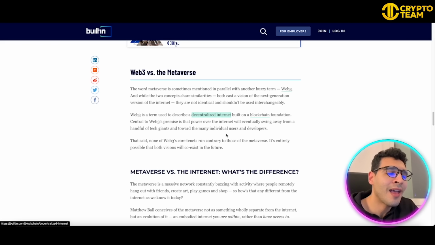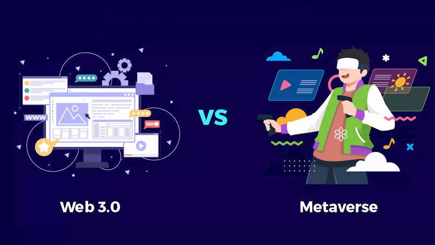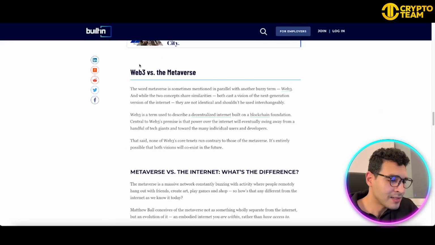So you can open different doors or different opportunities for yourself using the Metaverse. So what's the key difference between Web3 and the Metaverse? Let's say they interact with each other, but they're not necessarily the exact same thing.